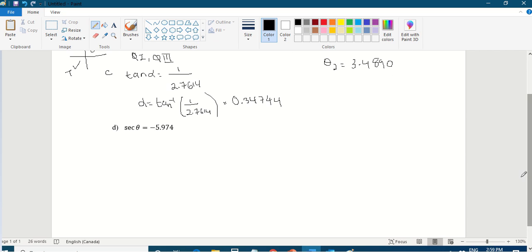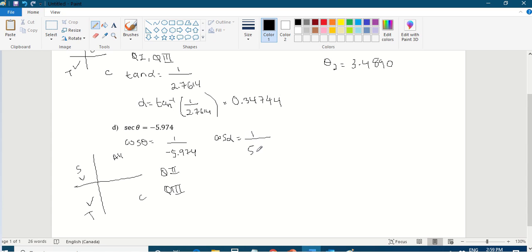We are given secant theta equals negative 5.974. So we can quickly write down what cos theta will be. We know then cos theta will be 1 over negative 5.974. Now sketching this, cos negative is in the second quadrant and third quadrant. So quadrants 2 and quadrant 3. So then we know from here cos alpha equals 1 over, because it's absolute value, 5.974. Alpha will be then cos inverse 1 divided by 5.974.